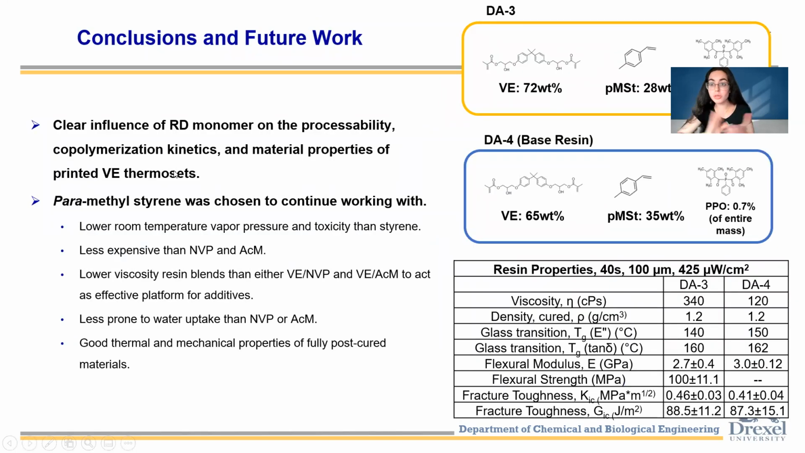So to conclude this work here, there is a clear influence of reactive diluent monomer on the processability, copolymerization kinetics, and material properties of printed vinyl ester thermosets. Overall, our lab did decide to continue working with paramethylstyrene for the reasons that I have listed here because I am out of time. We've made some base resins that we use within the lab for study on additive manufacturing.